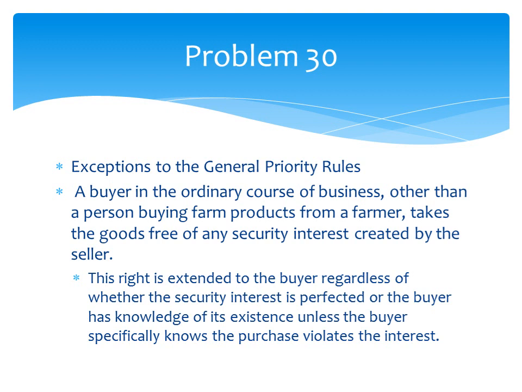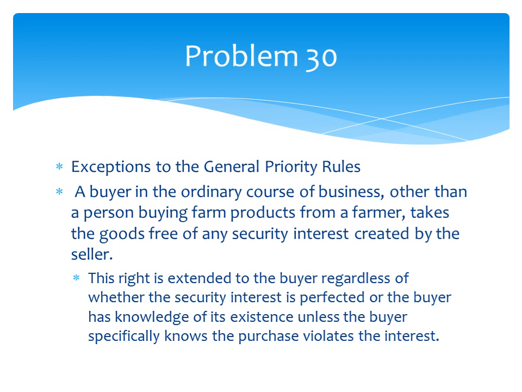Okay, so problem 30 also looks at exceptions to the general priority rules. The question is asking, with regard to a prior perfected security interest in goods for which a financing statement has been filed, which of the following parties is most likely to have a superior interest in the same collateral? If we're looking at item A, a buyer in the ordinary course of business, other than a person buying farm products from a farmer, takes the goods free of any security interest created by the seller.